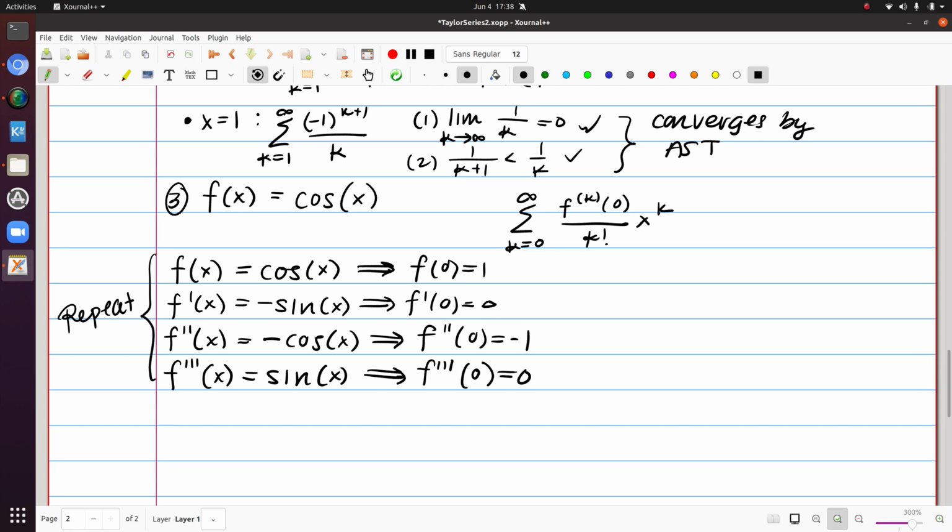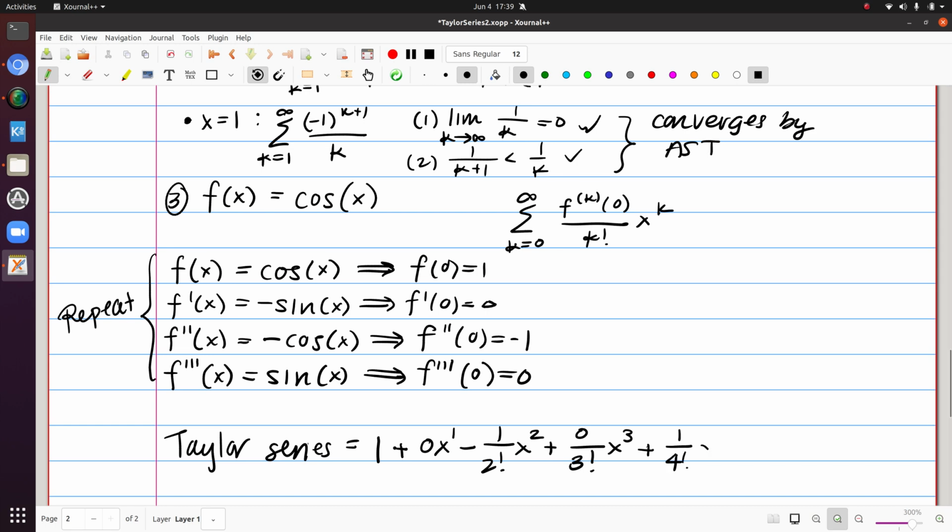Well, let's start to write out some of these terms. So the Taylor series, and my goal is to put this into sigma notation, but the Taylor series, well, the first term is just f of 0. And then we would have plus 0 times x to the first power minus 1 over 2 factorial x squared plus 0 over 3 factorial x cubed plus 1 over 4 factorial x to the fourth plus 0 over 5 factorial x to the fifth, etc.